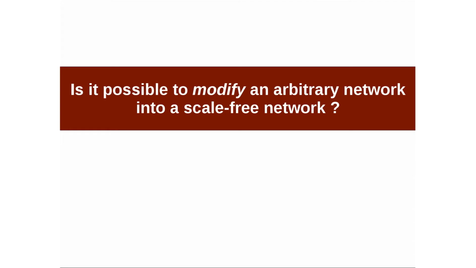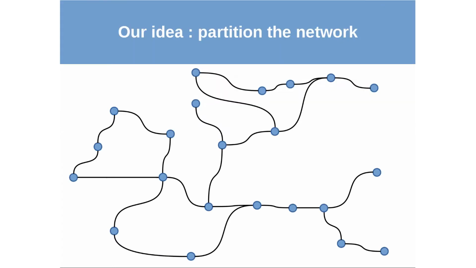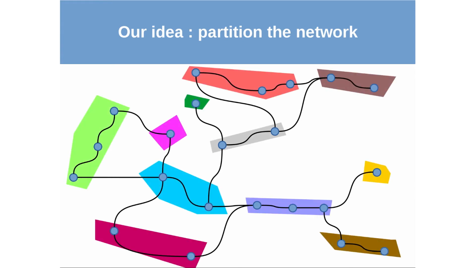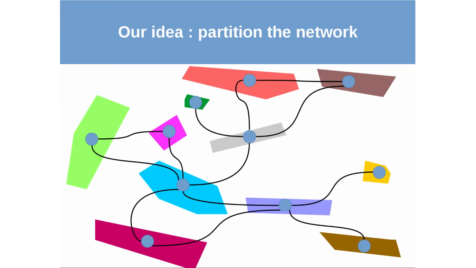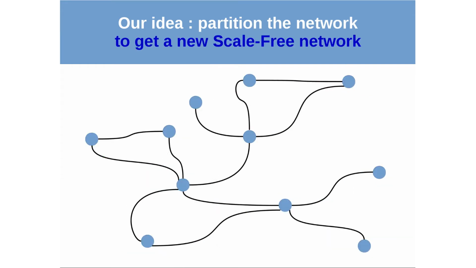Given the features endowed by scale-free networks, the question that we pose is the following. Is it possible to modify an arbitrary network into a scale-free network? Our idea is as follows. Considering an initial arbitrary network, we want to find a partition of this network such that the network resulting from this partition is a scale-free network.